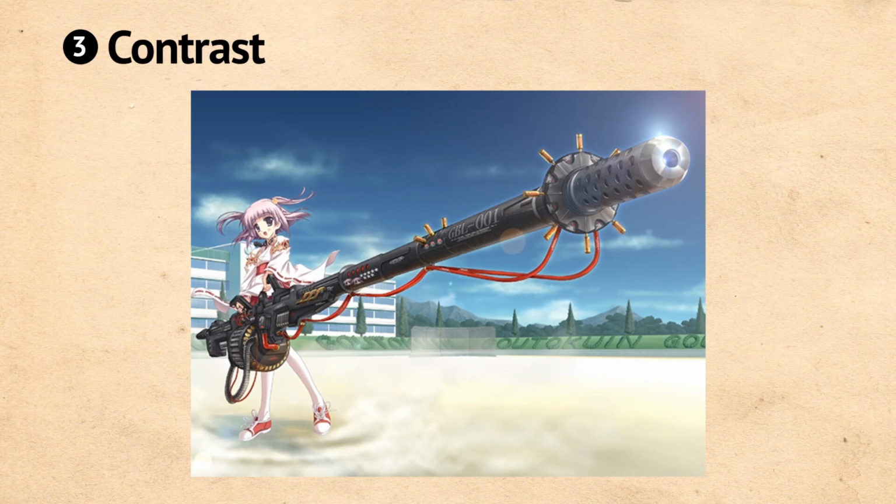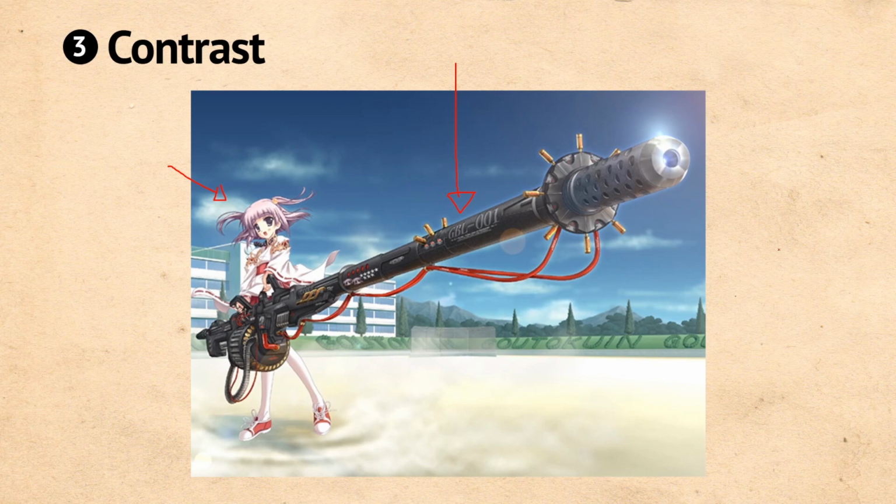Contrast is achieved by a comparison between two elements on the canvas. So for example, you can play with contrasting colors, sizes, shapes, location, or even the relationship to one another. In this example, we have a cutesy anime little girl holding a ginormous mechanical weapon of mass destruction. So this in itself sets up the contrast between the relationship between this weapon and this character.